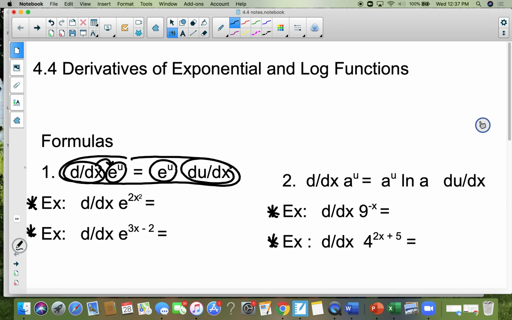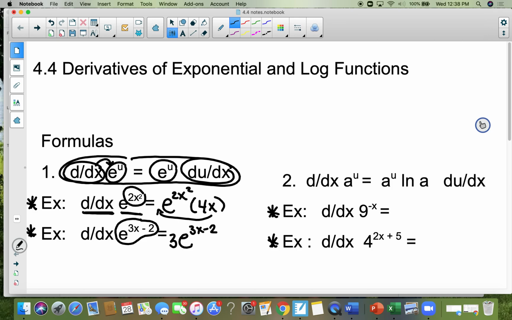So if you see d over dx and you see e to the 2x squared, you just copy it down. And then you also have to take the derivative of the u, and the derivative of the u is 4x. And they usually write that in front. So I'll do that with this next one. Again, an e is easy. I like the e because I think it's easy because all you do is rewrite the exact problem. And then you take the derivative of the exponent, which is 3. Final answer. So that's the first formula.